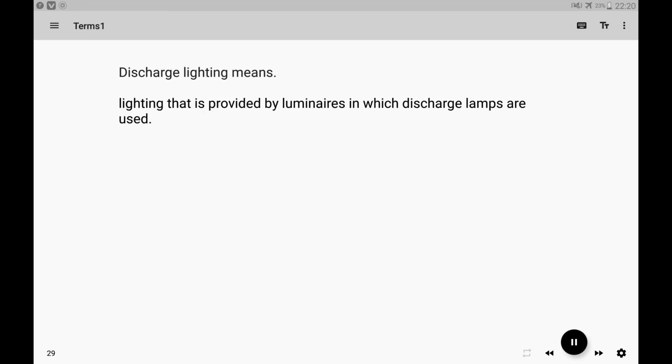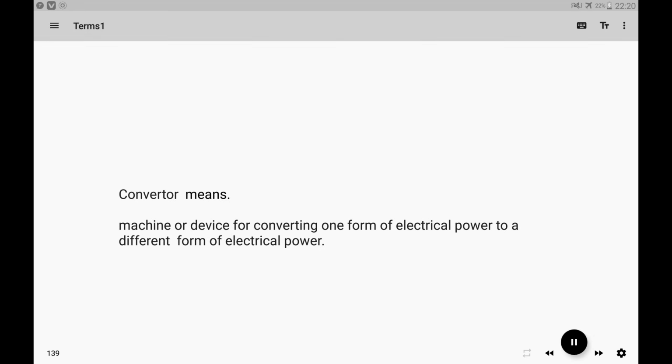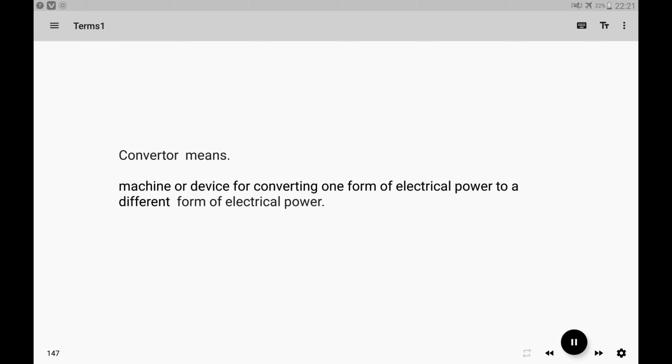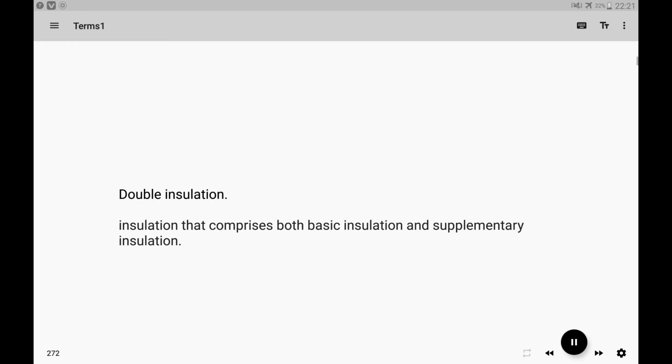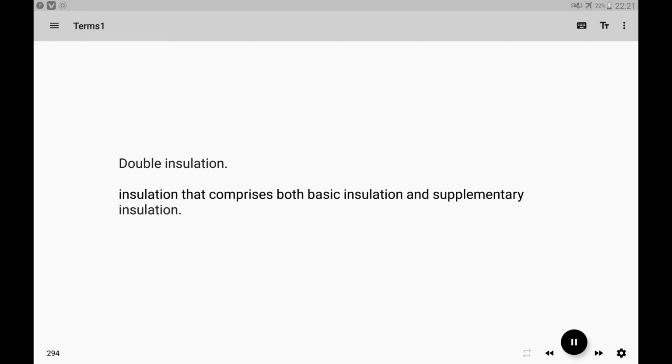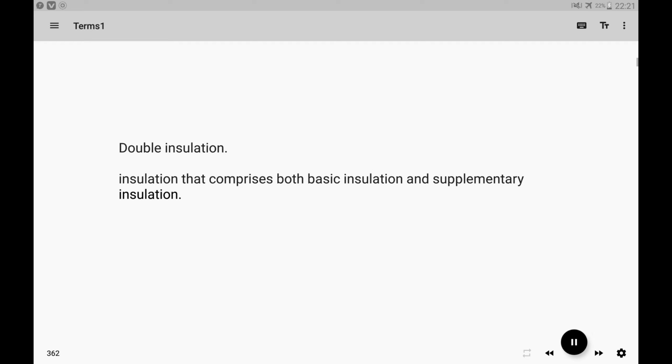That is provided by luminaires in which discharge lamps are used. Conductor means machine or device for converting one form of electrical power to a different form of electrical power. Double insulation. Insulation that comprises both basic insulation and supplementary insulation.